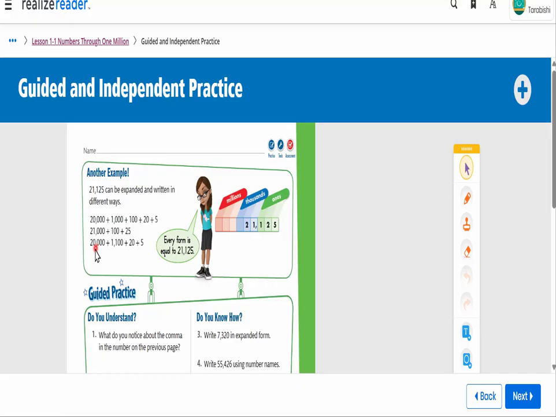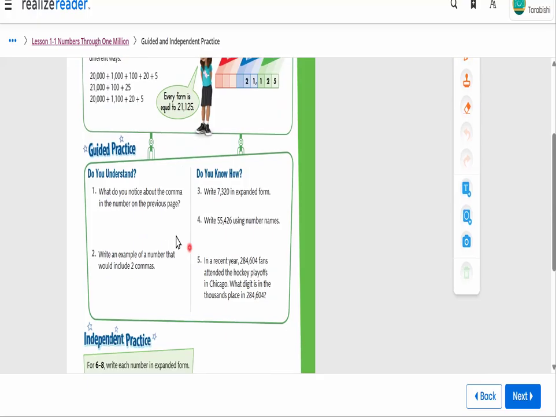Here's a third option that they did. Here we have 20,000, but this time they combined the 1,000 with 100. So we have 1,100 plus 20 plus 5. But all three of these are equal to each other because when you add all of these up, you will still get the exact same number. And that's how you can check to make sure that your answer is correct.